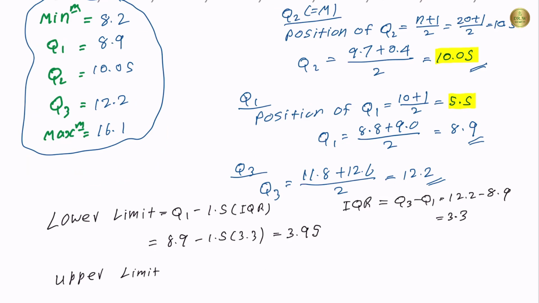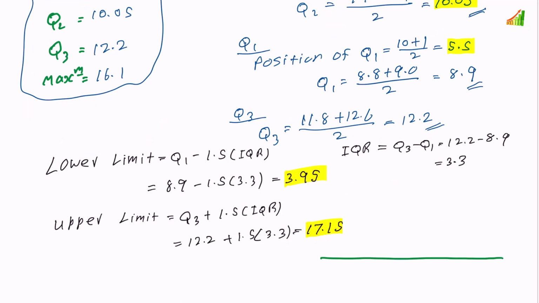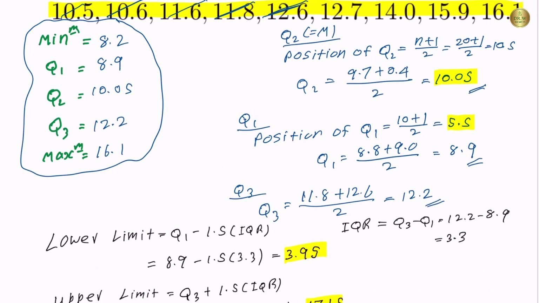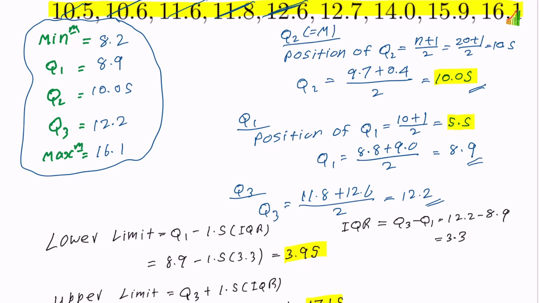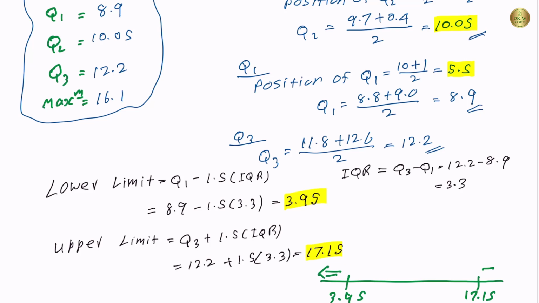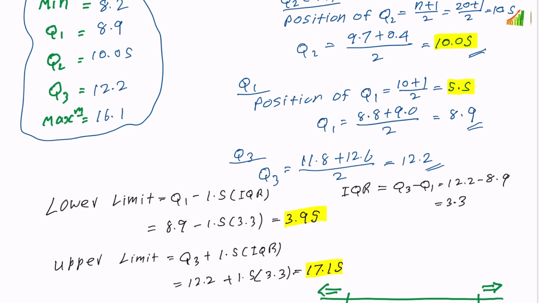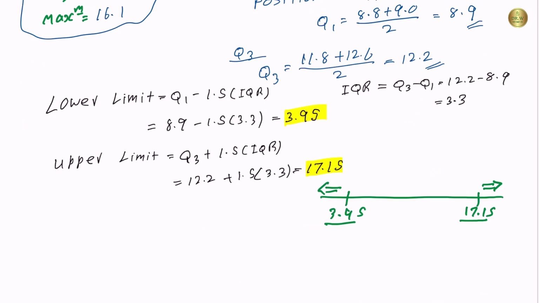Then go to the upper limit. Upper limit is Q3 plus 1.5 IQR. So Q3 is 12.2 plus 1.5 times 3.3, that is 17.15. These two are the boundaries of outliers. This is 3.95, this is 17.15. Do we have any number less than 3.95? No, because our minimum is 8.2. And do we have any number greater than 17.15? No, the maximum is 16.1. Therefore, we can say no outliers.